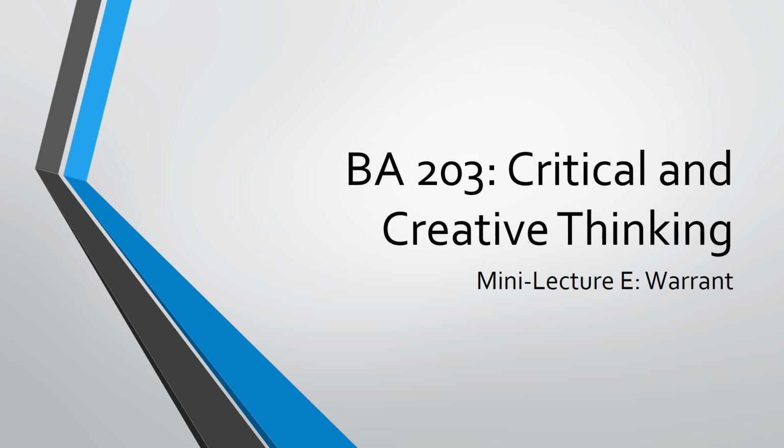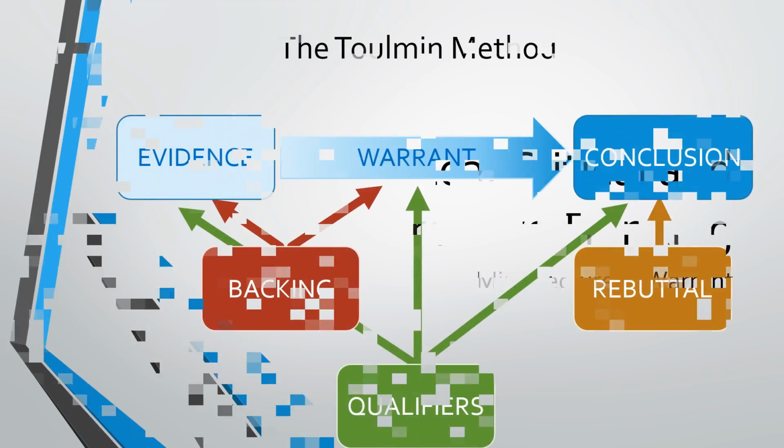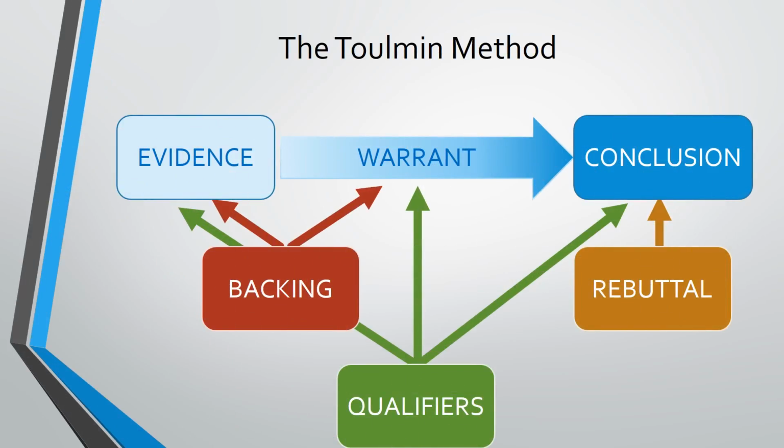Hello, and welcome to Mini Lecture E, Warrant. This map of the 6 primary components of the Toulmin method of argumentation has motivated our mini lectures thus far.